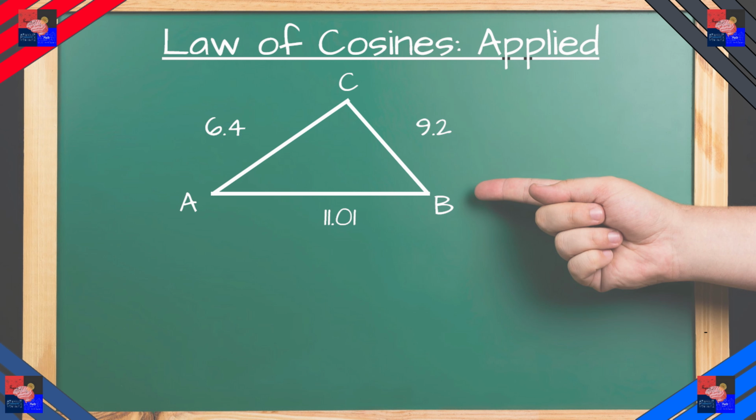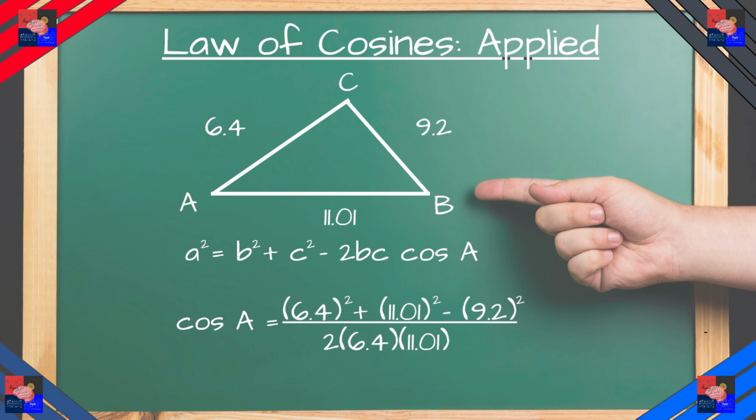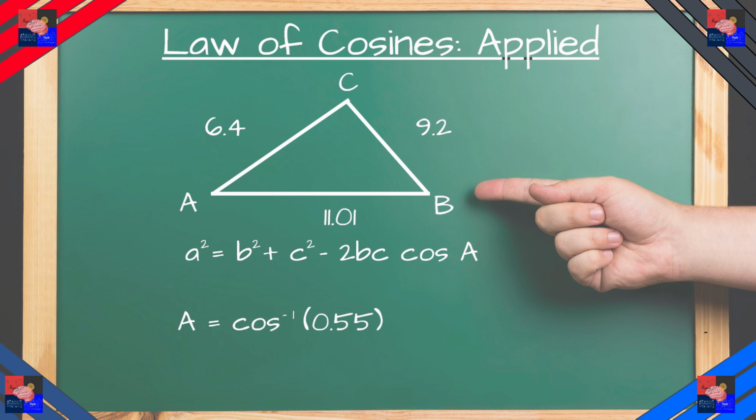We can also use this if we know all the sides. For example, here we have sides 6.4, 9.2, and 11.01. So we're trying to find angle A, because it's an arbitrary angle I chose. So we use the formula for A. Then we solve for cosine A using this method, and then we plug in everything we got, and by working it out we get around 56.63 degrees.